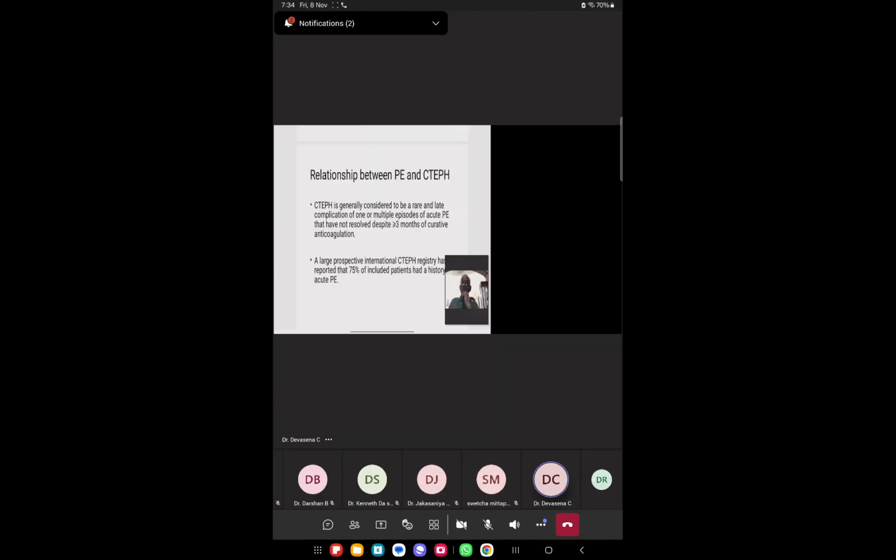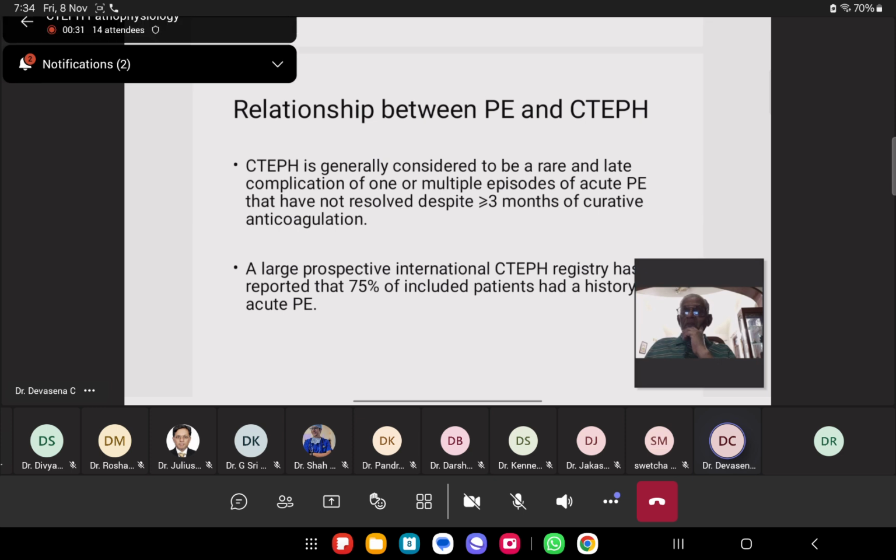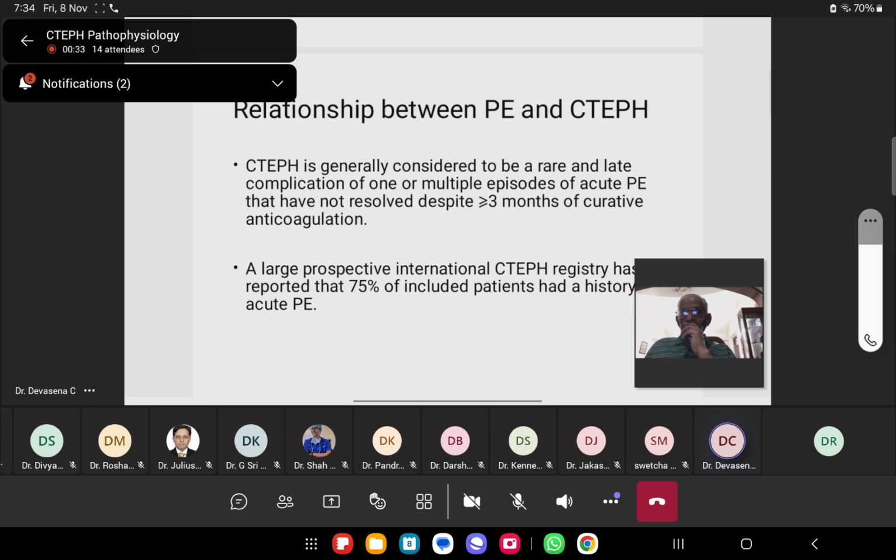Relationship between acute pulmonary embolism and CTEPH. CTEPH is generally considered to be a rare and late complication of one or more episodes of acute pulmonary embolism that have not resolved despite more than or equal to 3 months of curative anticoagulation.